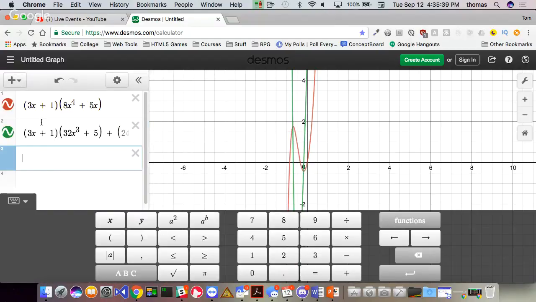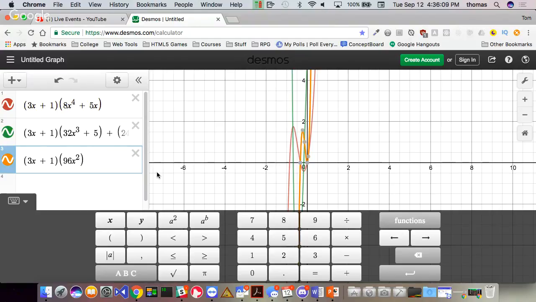So here's the second derivative. Let's do the first times the derivative of the second. So I'm going to take the first value, 3x plus 1, times the derivative of the second. What's the derivative of the second, please? 96x to the 2, right? Do I have the plus 5? No, because it's a constant.